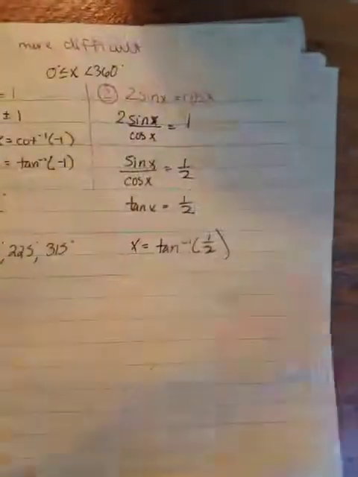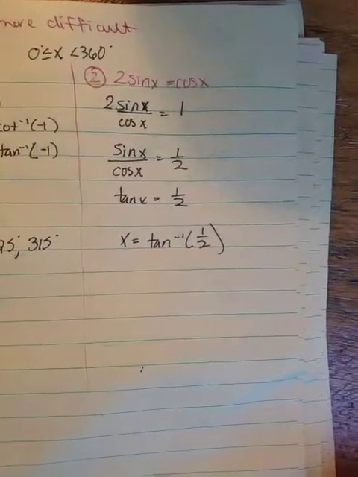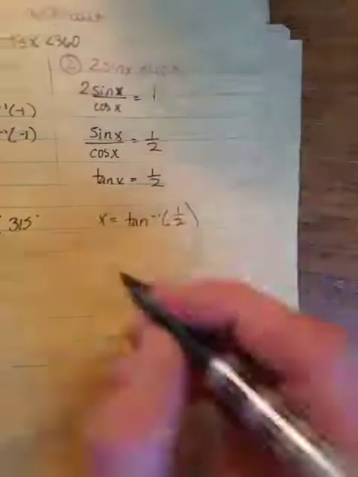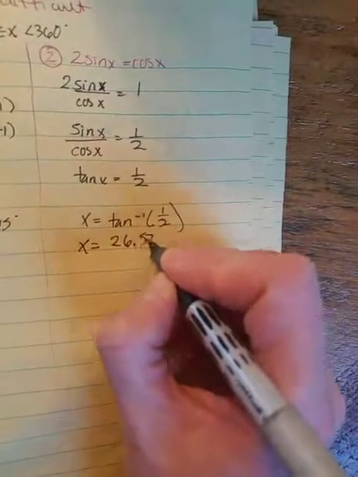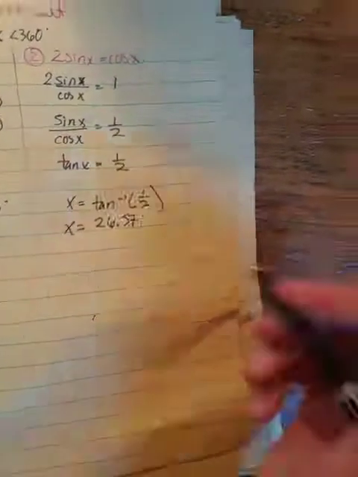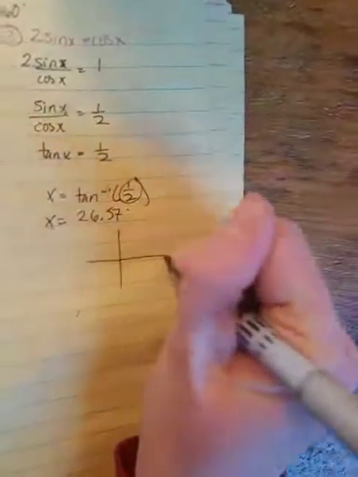You would have to use your calculator for this. I'm sorry, it just went blurry. Let's see if it comes back on me. Okay, so make sure this time you are in degrees, because we specified the interval that we wanted here. And when you do that out, you're going to get x equals 26.57 degrees.